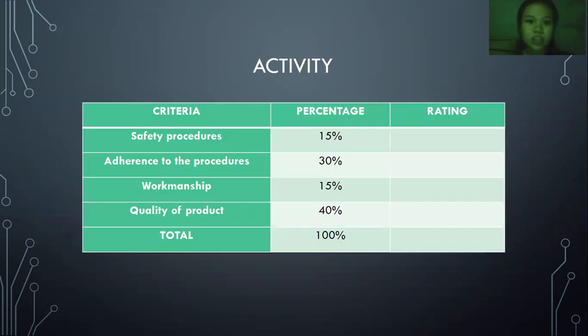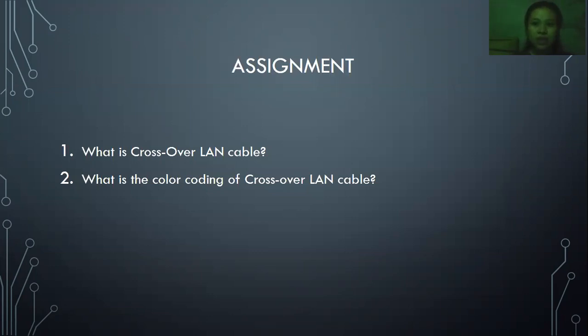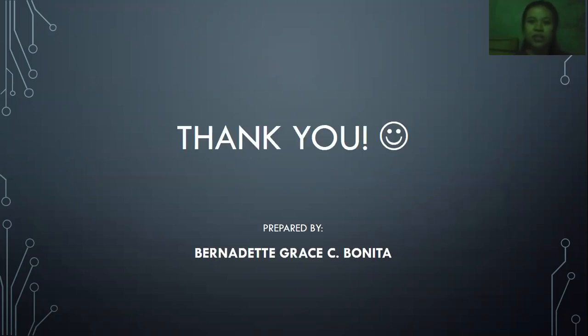For your activity today, you will be performing LAN cabling and you will be graded based on the criteria shown. For safety procedures, 15%. Adherence to the procedures, 30%. Workmanship, 15%. Quality of product, 40%. And a total of 100%. So once you are done with your activity, you may take note of your assignment. Number 1, what is crossover LAN cable? And number 2, what is the color coding of crossover LAN cable? So that's it for our lesson for today. Thank you. And you may now proceed with your activity.